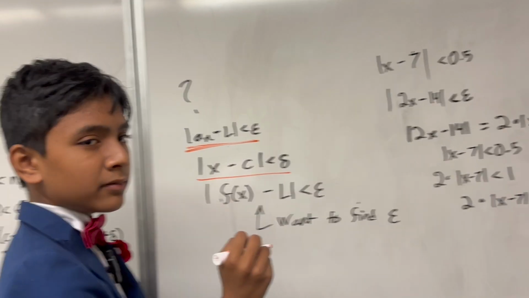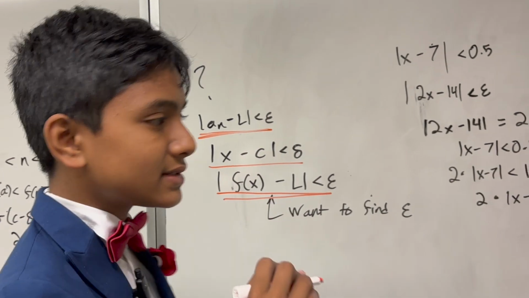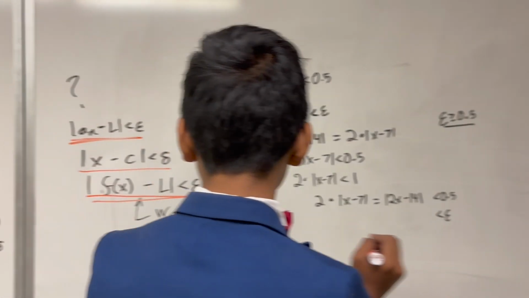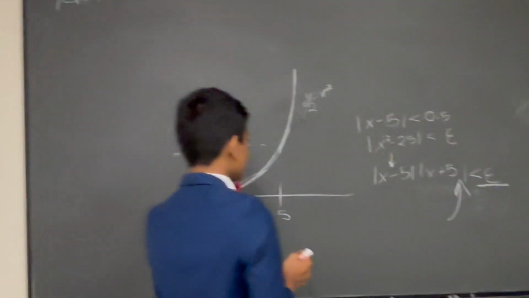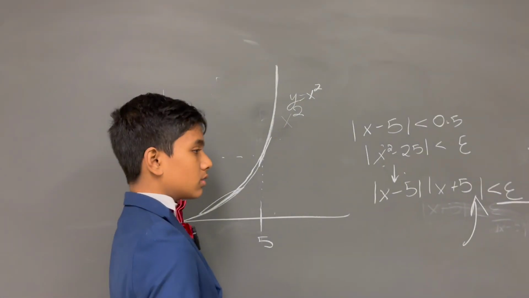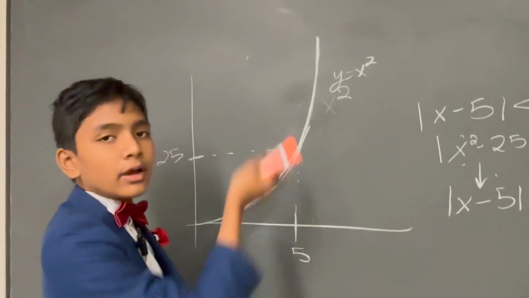We have that if the absolute value of x minus c is less than delta, the distance from f of x to L is less than epsilon. And so this is a little bit harder when our graph has a non-constant slope, like y equals x squared.